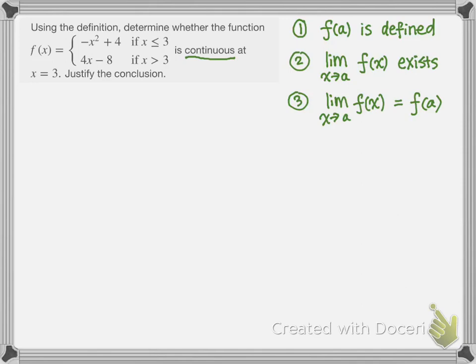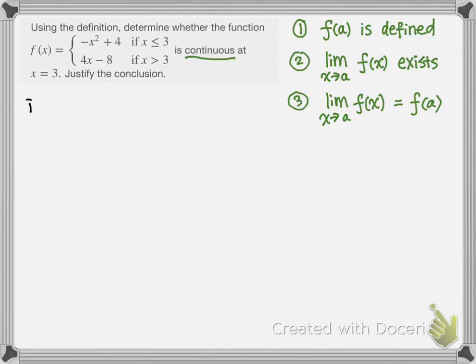If one of these three things fails, then the function is discontinuous. So you don't have to check all three. As soon as number one fails, then it's discontinuous. As soon as number two fails, it's discontinuous. You don't need to check number three if number one or number two has already failed. So let's take a look at this function.